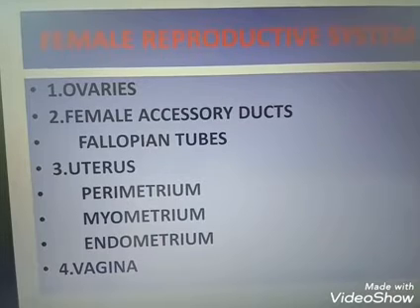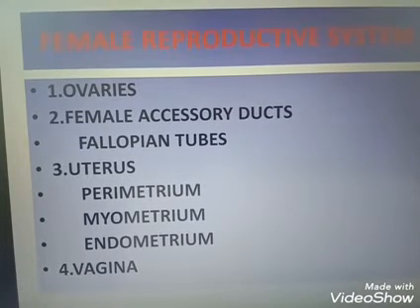Ovaries are the primary sex organs in human female. It is the primary sex organ of the female and it is paired. They are located in the upper pelvic cavity. Each ovary is about 2 to 4 cm in length and remains attached to the abdominal wall by several ligaments.